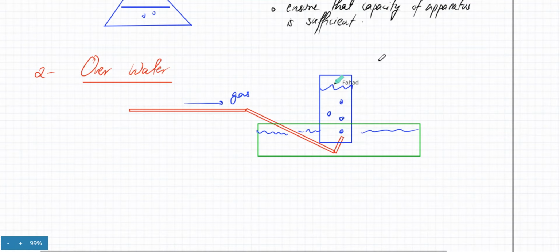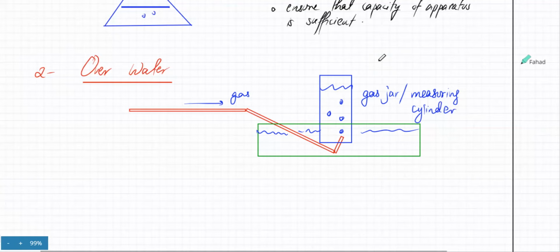This could be a gas jar, or it could be a measuring cylinder as well. And all the gas molecules are eventually going to fill up and occupy the space over here. So this space is going to get filled. So this is collecting gases over water.